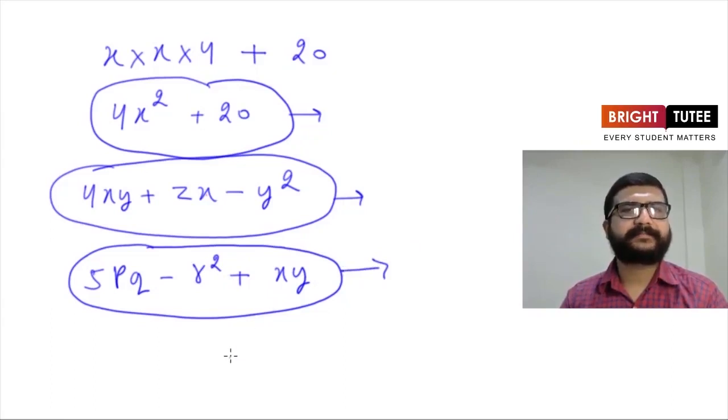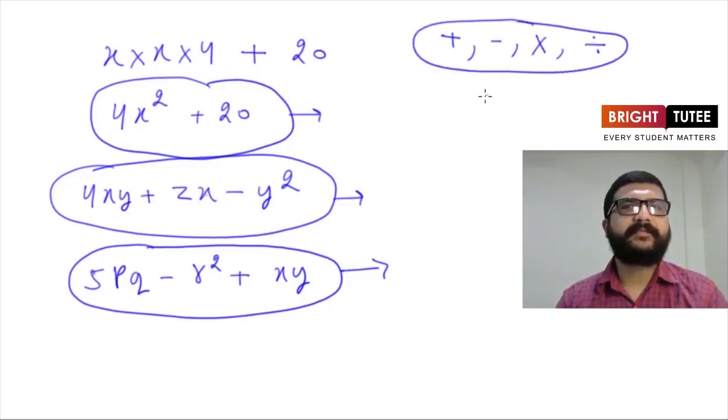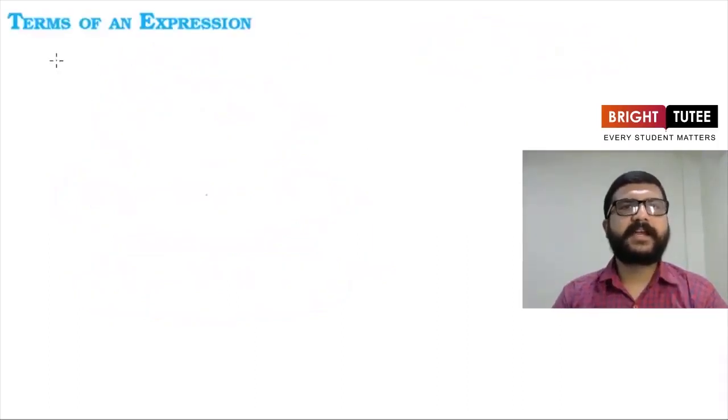So an algebraic expression is basically a combination of variables and constants, and we are combining them using the operations addition, subtraction, multiplication and division. We are using these operations to combine variables and constants to form algebraic expressions. So we have seen how an algebraic expression is formed.